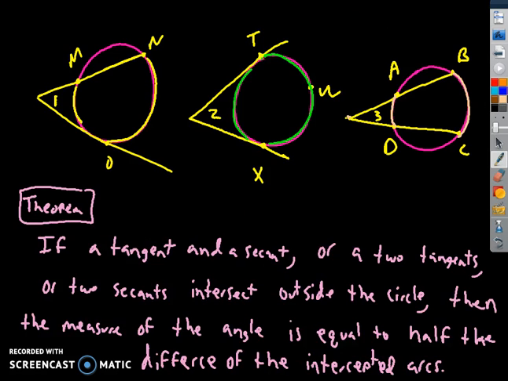If a tangent and a secant, or two tangents, or two secants intersect outside of the circle, then the measure of the angle in the exterior of the circle is equal to half the difference of the intercepted arcs. So take half the difference. Don't add them. Take the difference and divide by 2.